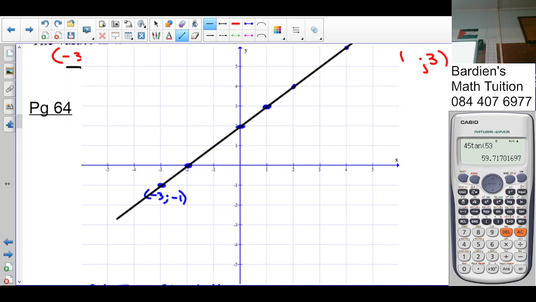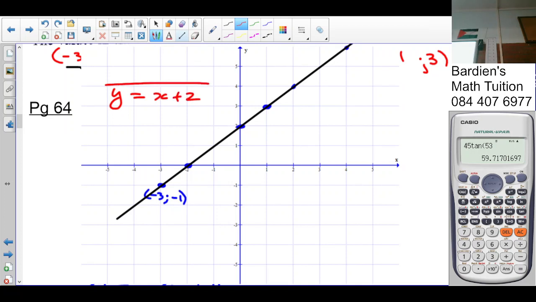And now that equation that we drew, what's the equation of that graph? Y is equal to? X plus 2. This is the equation of a straight line. That's the equation of a straight line. Can you see that, people?